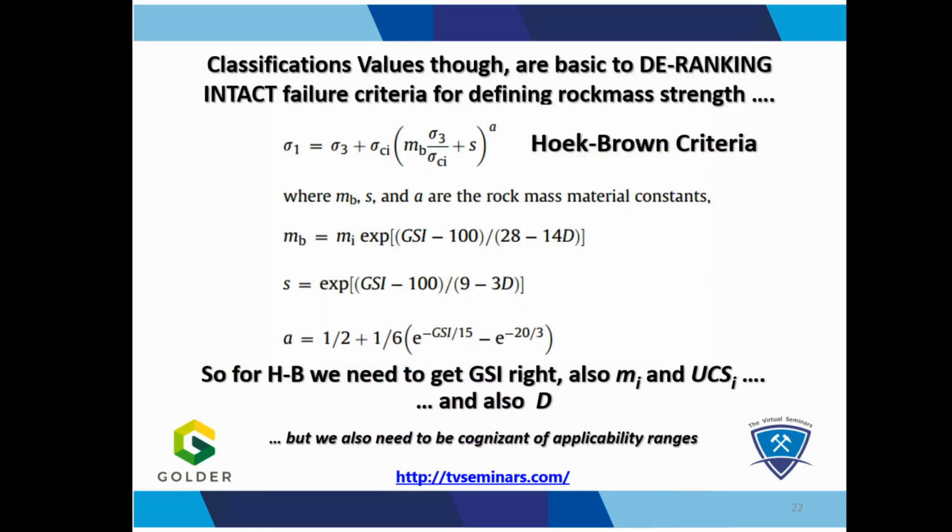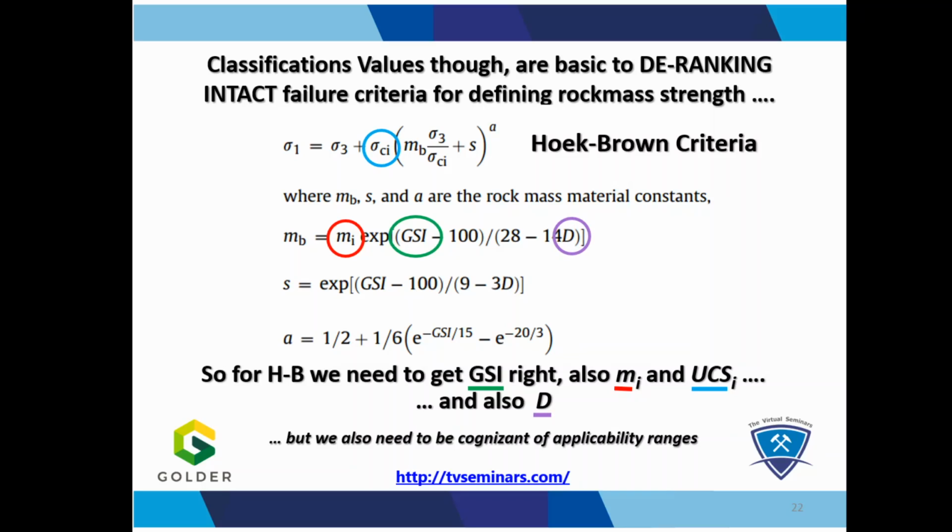Classifications, they are problematic also, as we've seen, but we need to get them correct as best we can, because without the classifications, we're unable to properly de-rank the intact properties which we measure in the laboratory. For example, in the Hoek-Brown criteria, GSI is fundamental to establishing MB, which in turn relies on accurate determination of MI, which also is tied back to getting reasonably good data on unconfined compressive strengths. So we need to get these right.